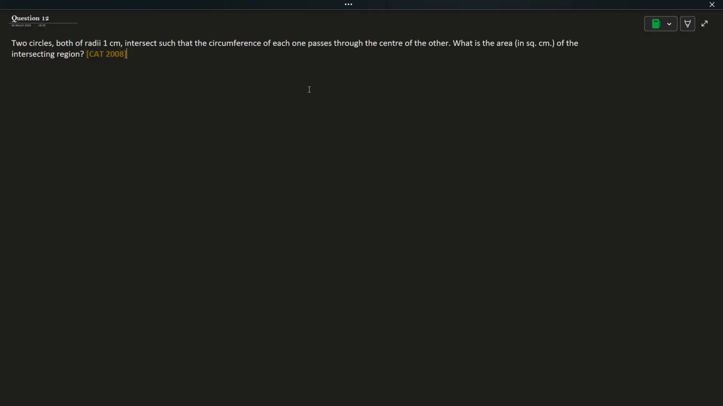Two circles both of radii 1 centimeter intersect such that the circumference of each one passes through the center of the other. What is the area of the intersecting region? Let me first draw the diagram, because in geometry if you draw the diagrams, the question becomes clearer.